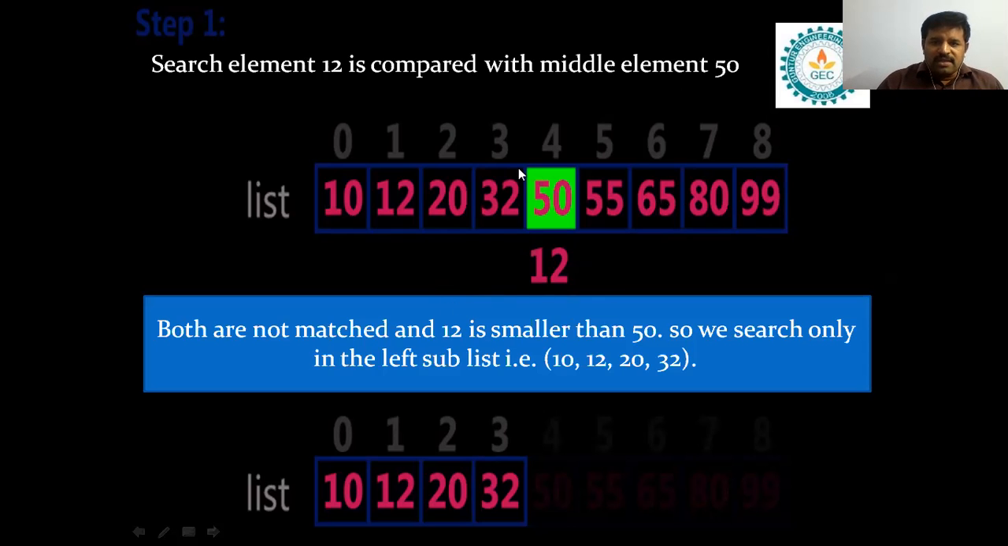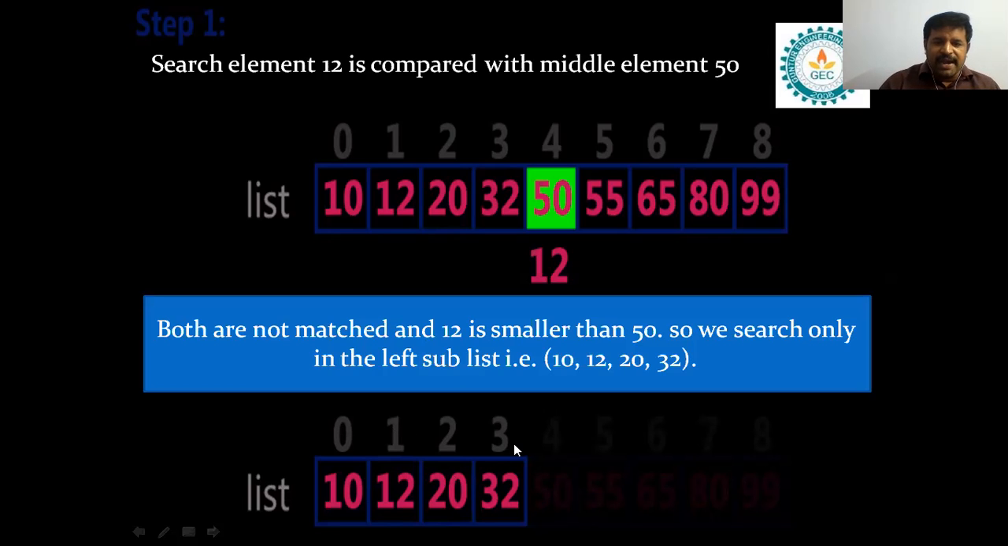Now this is the left sublist. We have to search for the element 12 in the left sublist only. So this is the left sublist: 10, 12, 20, 32. Right? Again repeat the same process, steps 2, 3, 4 and 5. What is the second step? We have to find out the middle element.